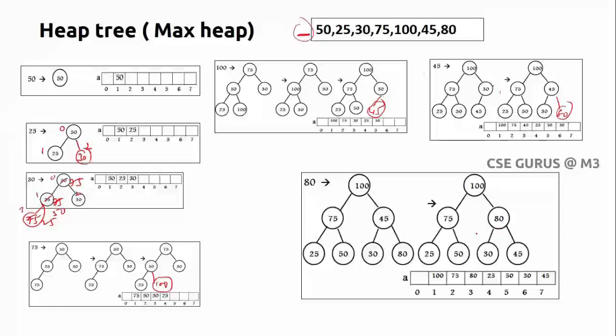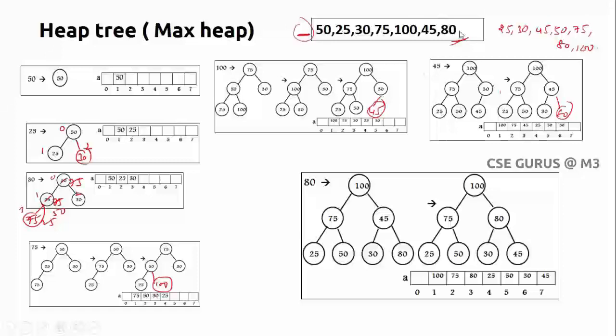So we got only the heap tree, which is a max heap I maintained, and now there is a task to do for heap sort. So these are the elements we got. Let us suppose these are the elements I want to sort. What is the output if I get the sorting finally? 25, 30, 45, 50, then 75, then 80, then 100, right? So this has to be maintained.